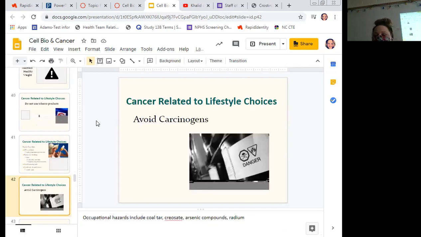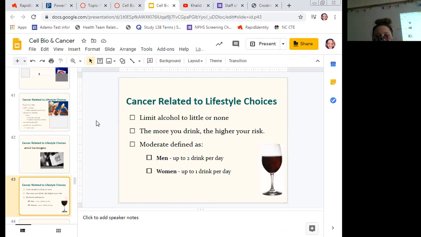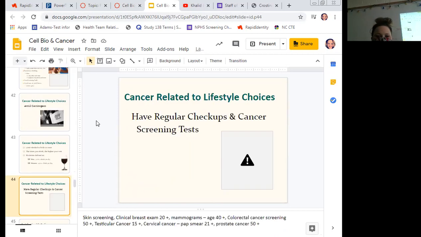Avoiding carcinogens, limiting alcohol to little or none. The more you drink alcohol, the more risk you run. Moderate is defined as 2 drinks per day for men and 1 drink per day for women. That's why they ask you at the doctor's office, do you drink alcohol on a moderate basis, a minimal basis, not at all, or excessive? None of you should be marking anything here. Having your regular checkups.